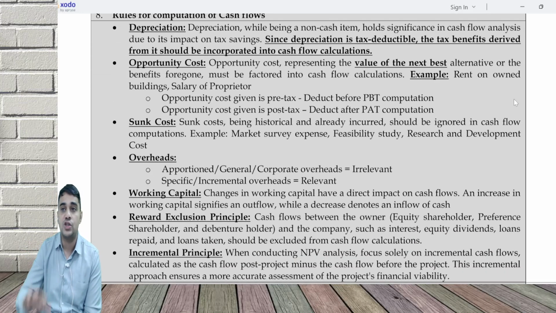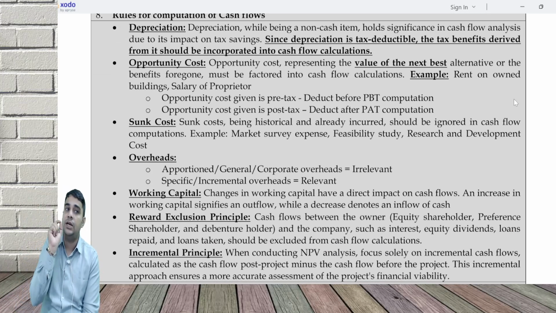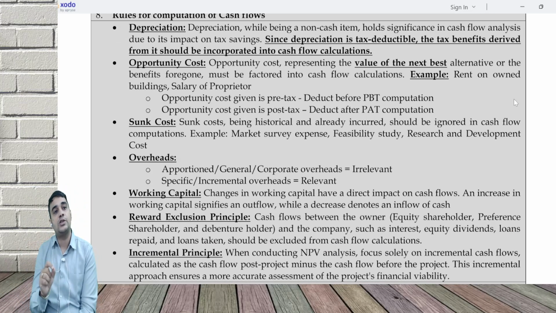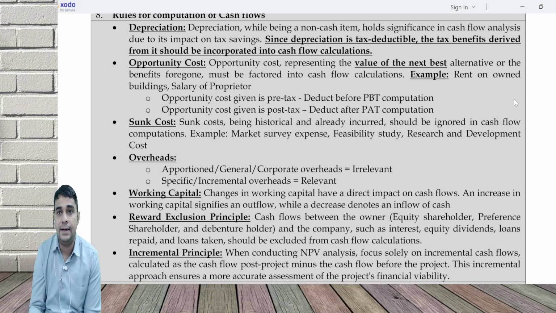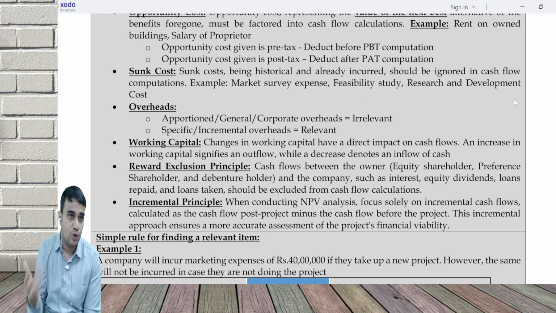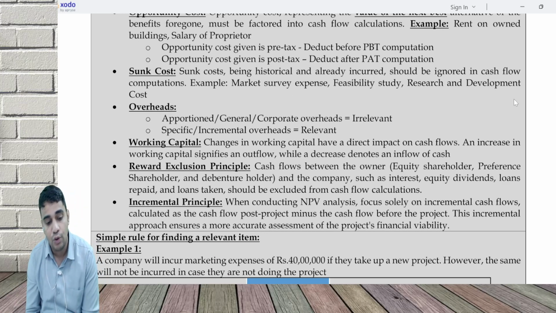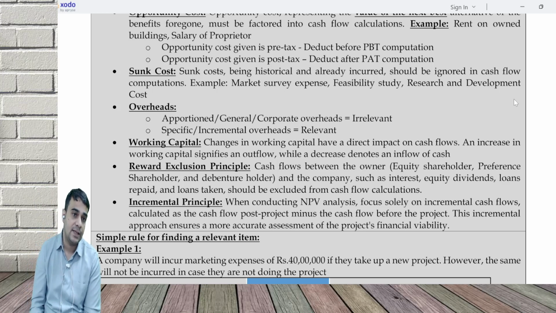Opportunity cost is the cost of the benefit foregone. If you have pre-tax opportunity cost, deduct before PBT. If you have post-tax opportunity cost, deduct after PAT. Sunk cost is something which is already incurred. You can ignore it in your analysis. Overheads, apportioned, general, corporate are ignored. Specific or incremental are considered in the calculation.